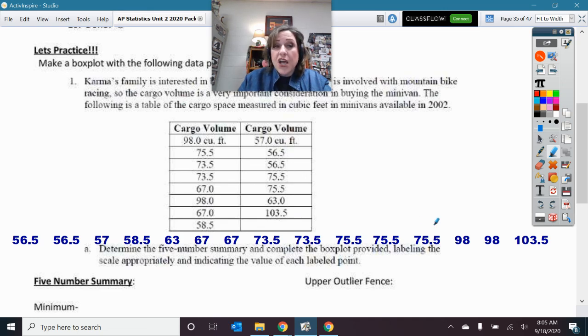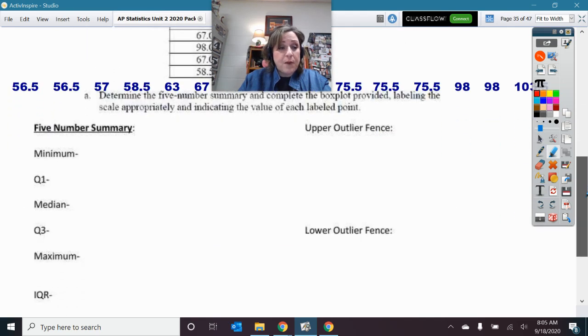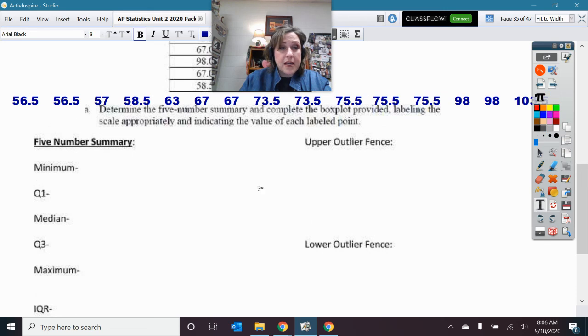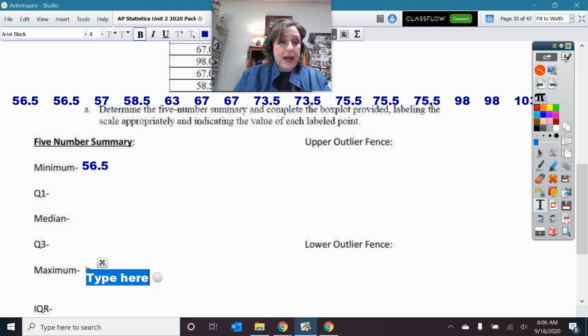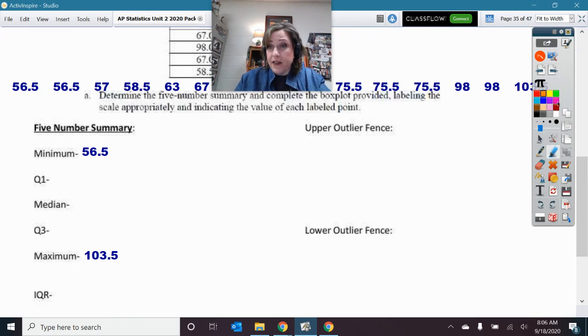All right. So the first thing that we need to do is identify the 5-number summary items. Identify that minimum and median and all those kinds of things. So let's get started. We know that we have got our minimum, that one's always easy to identify, at 56.5. We know we've got our maximum. That one's also easy to identify, that 103.5. Okay. Now let's find the median.